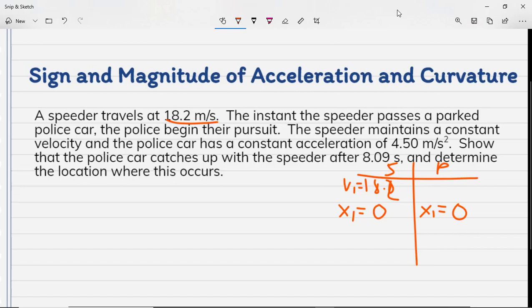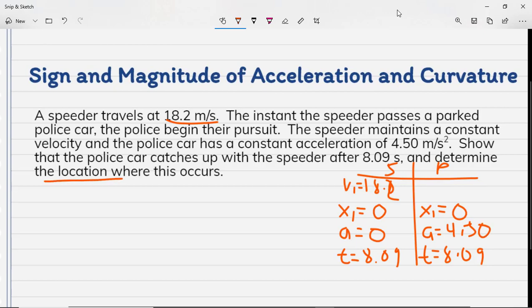The speeder maintains the constant velocity. Well, if it has a constant velocity, the acceleration is 0. We have times of 8.09 seconds for both. And the police car has an acceleration of 4.50 meters per second squared. The question says determine the location where this occurs. So we want to know our final position.